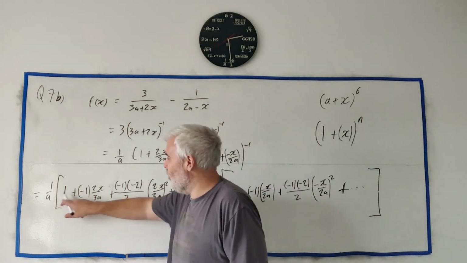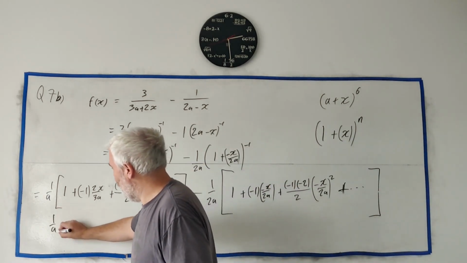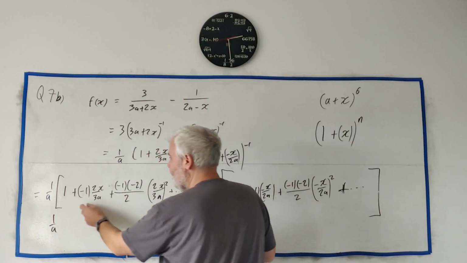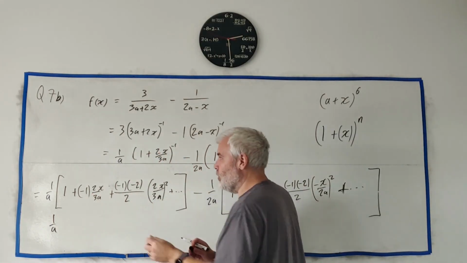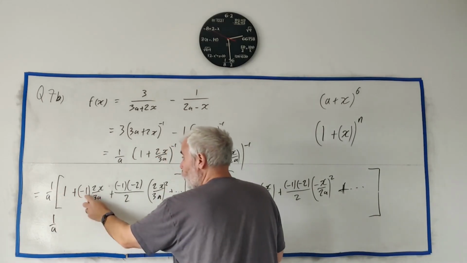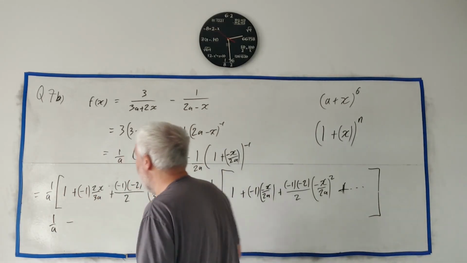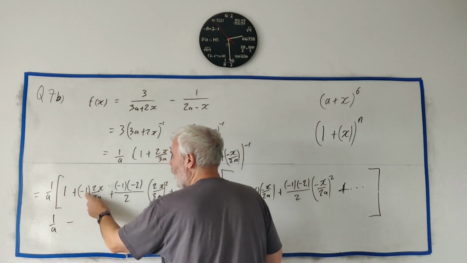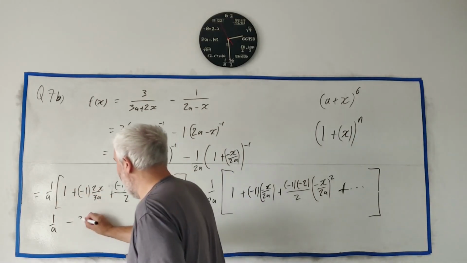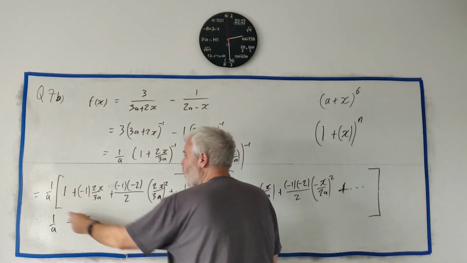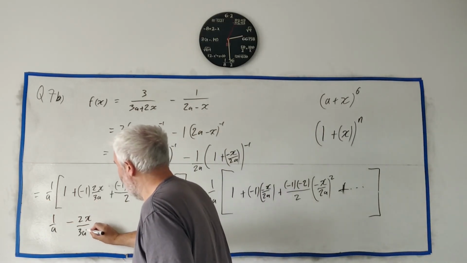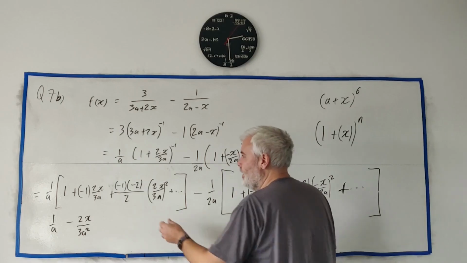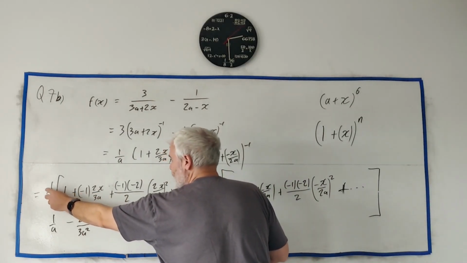1 over a times 1 is 1 over a. 1 over a times minus 1 times 2x. Let's look at the signs first. We have a plus, a minus, so we get a minus. Top row, we have 1, a 1, a 2x. That's all multiplied to get 2x. The bottom rows, we have a times 3a. That's 3a squared.